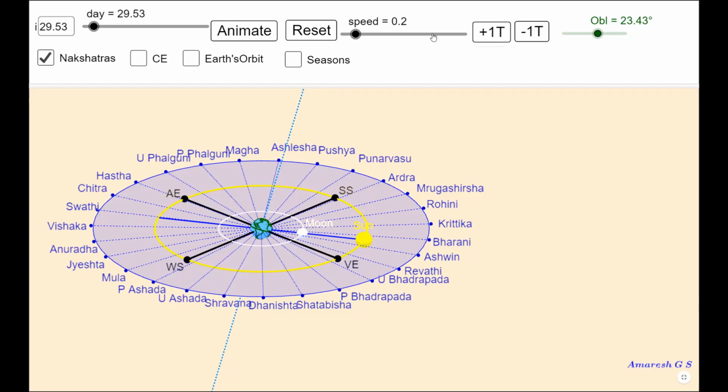All right, let's go through another cycle. This time I'm going to run it fast and I'll adjust when the next Amavasya occurs.